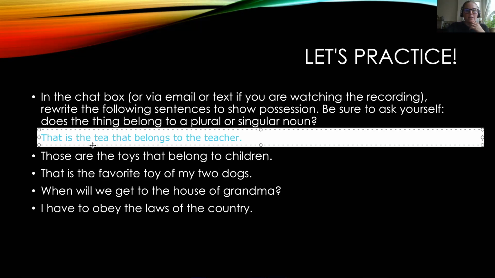So who is the person who's possessing here? Who's doing the ownership in the sentence? That is the tea that belongs to the teacher.